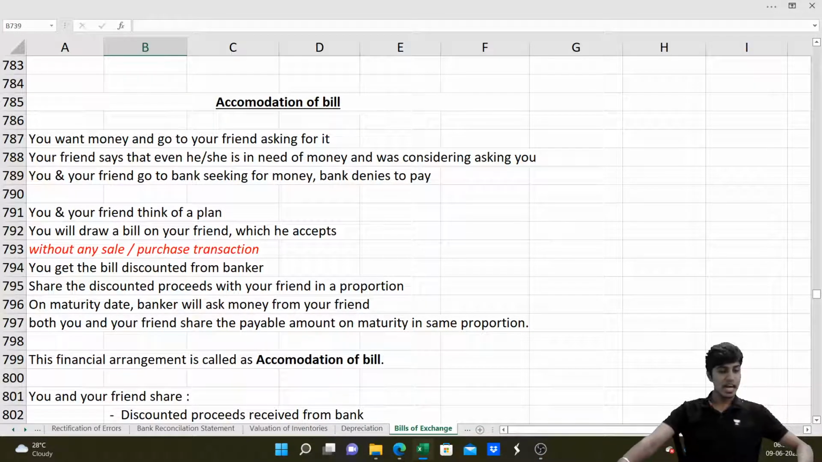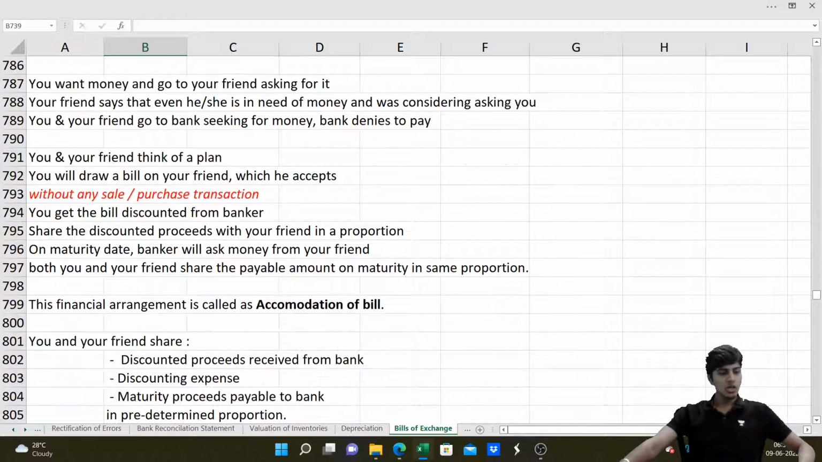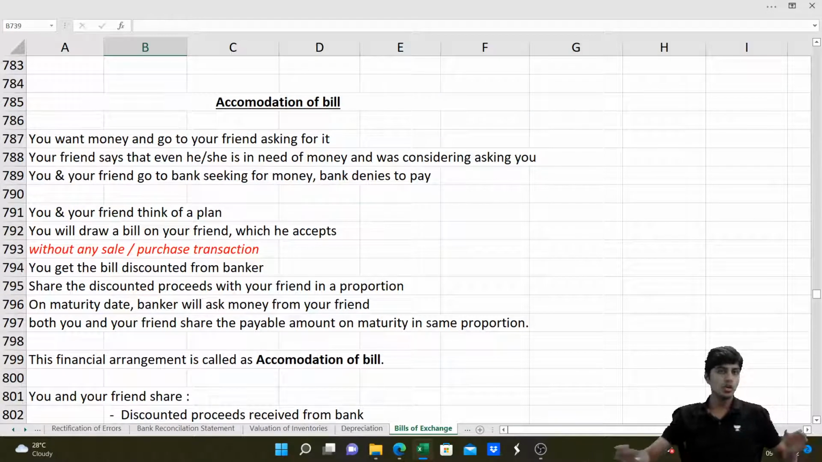Let's quickly revise this. Accommodation of a bill. You want money and you go to a friend to ask for it. Your friend says even he doesn't have money and even he is searching for money.